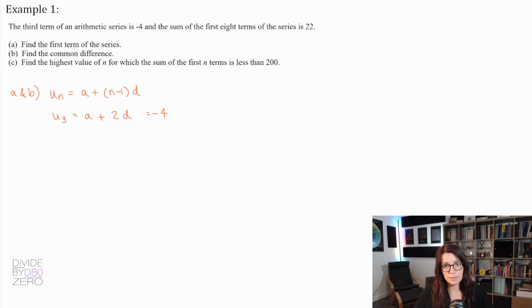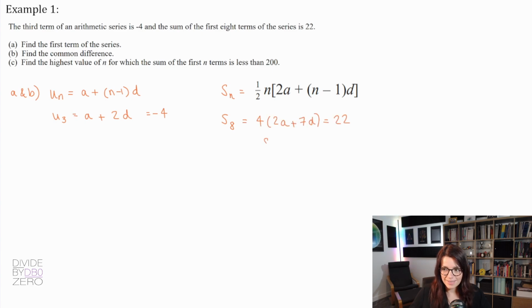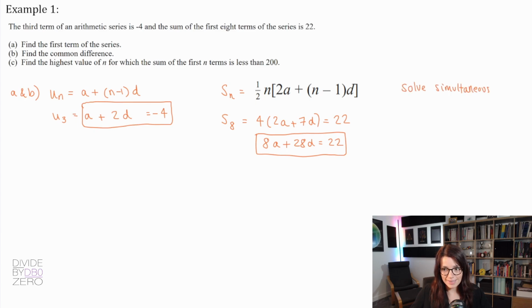We can also sub some information into the Sn formula. So Sn, using the formula book, is here. And we were told that the sum of the first 8 terms was 22. So S8, subbing into the formula, would be this, equals 22. If we tidy this up, we get 8a plus 28d equals 22. Now we have 2 equations with 2 unknowns, so we can solve them simultaneously. When we do that, we get a equals -13 and d equals 9/2. So that's parts A and B complete.